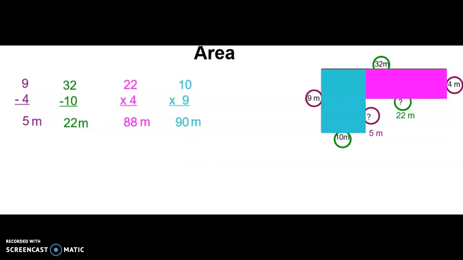Now, to find the area of the entire shape all together, the pink and the blue, I'm going to add the 90 and 88 together, and that will give me 178 meters. So the area of the pink and blue together is 178 meters.